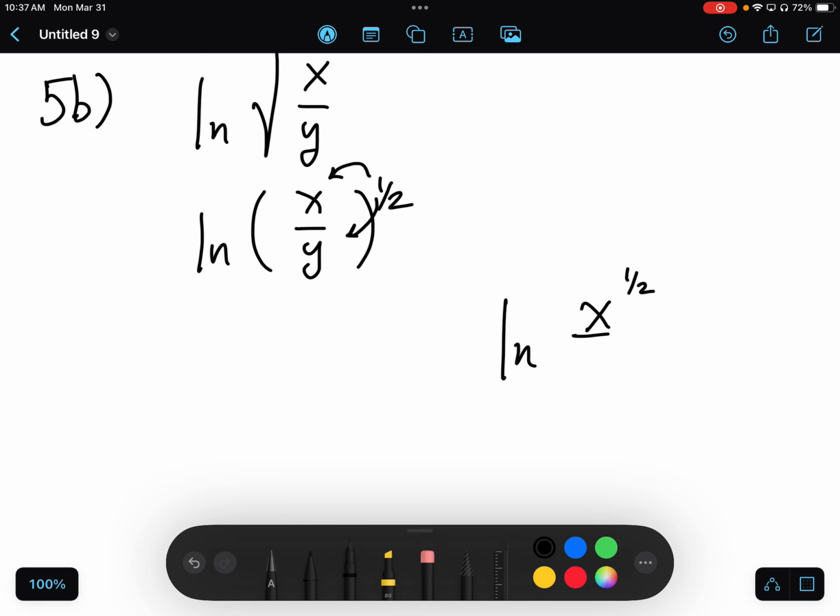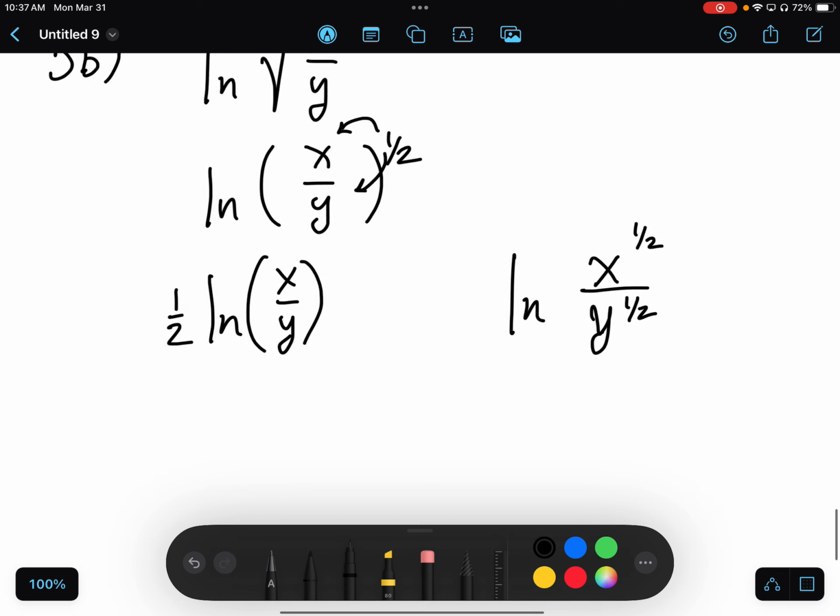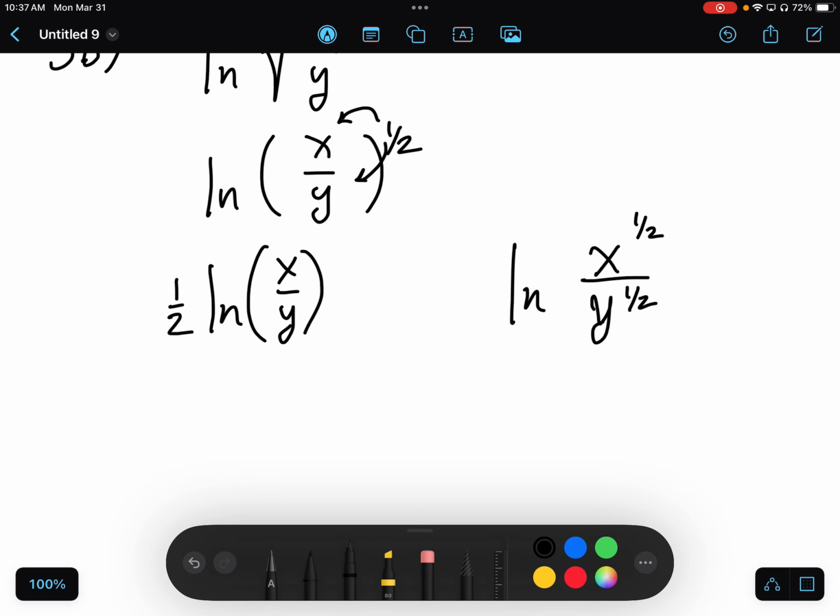The ln of x to the half over y to the half. I could do it that way if I wanted to. The other route you could do is move the 1/2 to the front right now, and you'd have it that route. By the way, it isn't going to matter which route I take. They're both going to give me the same answer.